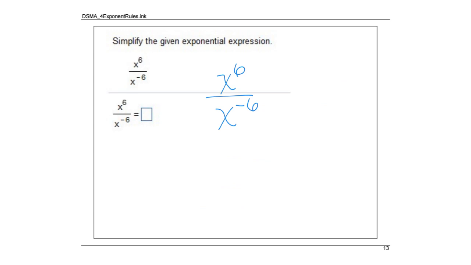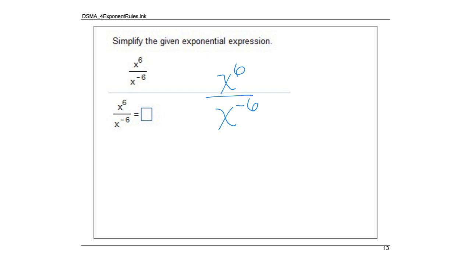All right, this one's tricky. They're trying to get you to just cross those out and say 1, but that doesn't work because I have x to the positive 6 in the numerator on top. I have x to the -6 in the denominator in the bottom. So that will not work. I have two choices.